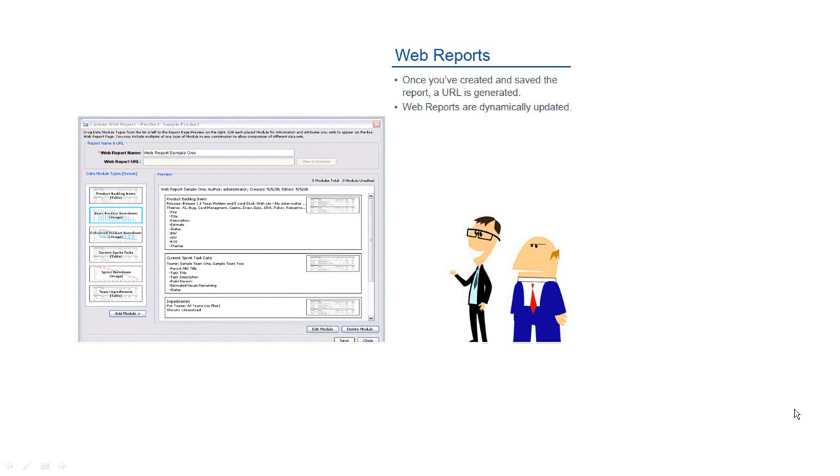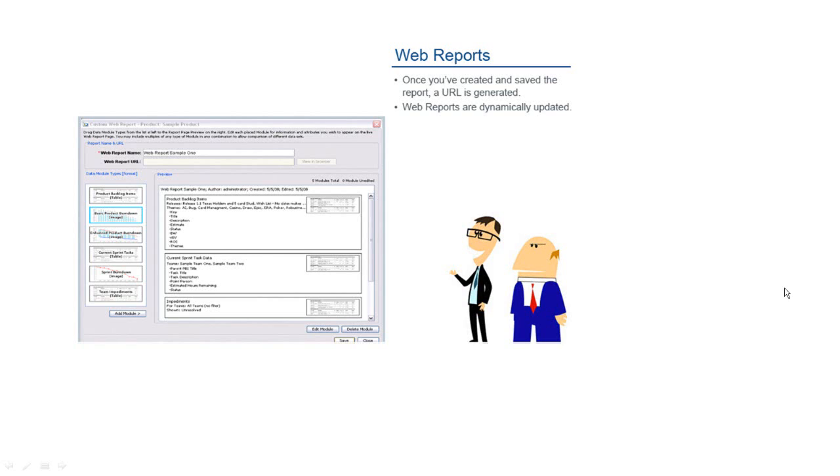Web reports in ScrumWorks Pro are user-generated reports that can be published as convenient web links. Once you create and save the report, a URL is generated. Anyone with access to the ScrumWorks Pro server will be able to access the report by simply visiting the URL.